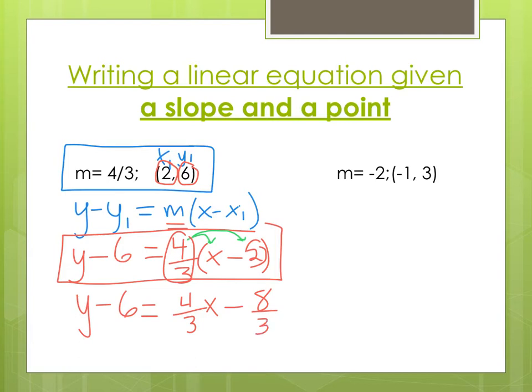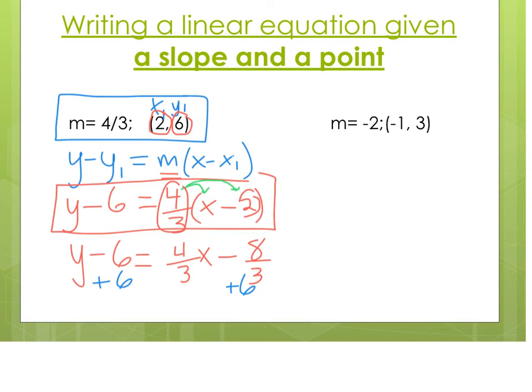And then lastly, to solve for y, I would want to get rid of that 6 by adding 6 to both sides. So if I add 6 to both sides, I'm left with y equals 4/3 x. When you're adding these last two terms here, I would recommend common denominator.